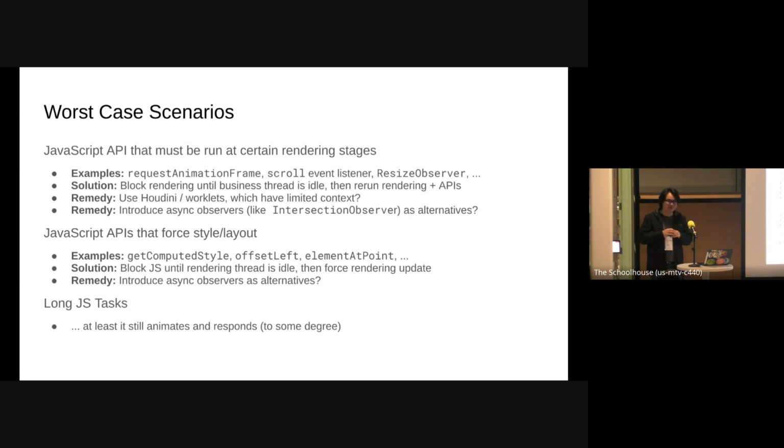The JavaScript APIs are currently specified to run at a specific stage of the render update. For example, requestAnimationFrame and scroll events are required to run at the beginning of a frame update. And we also have ResizeObserver, which must run exactly after layout, before paint, and it can trigger a relayout. So if we want to strictly follow the spec, there's nothing much we can do other than just block and wait, which isn't great.